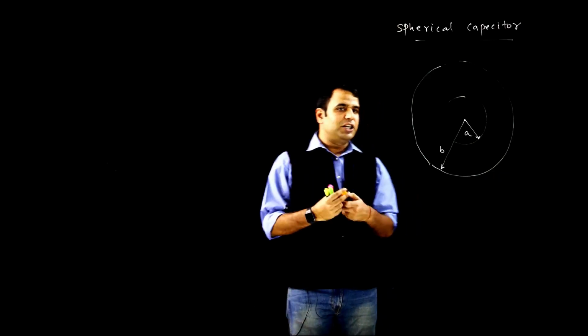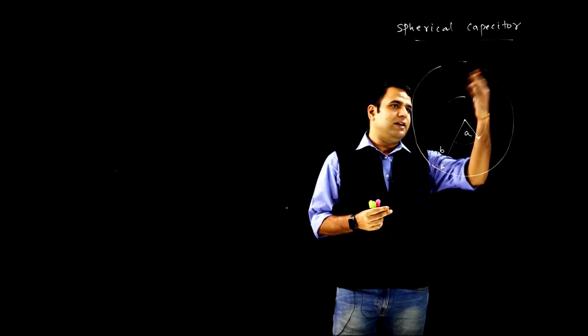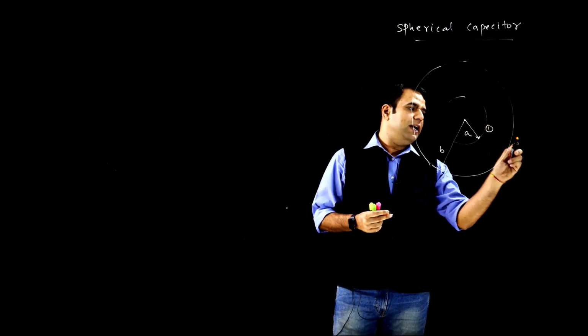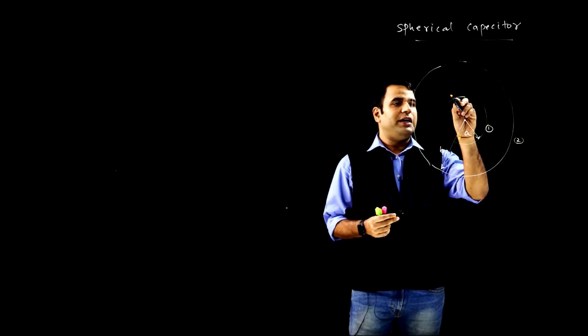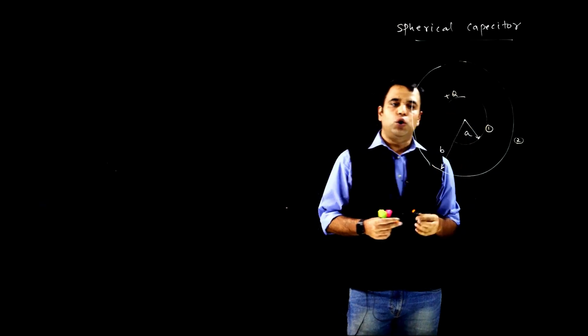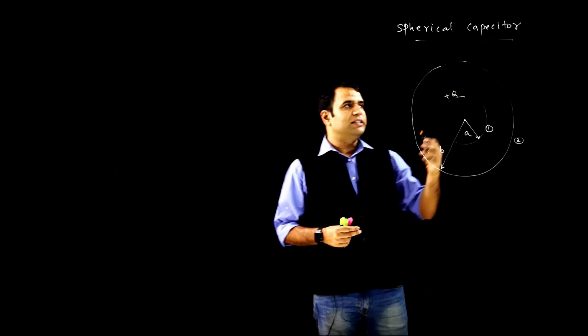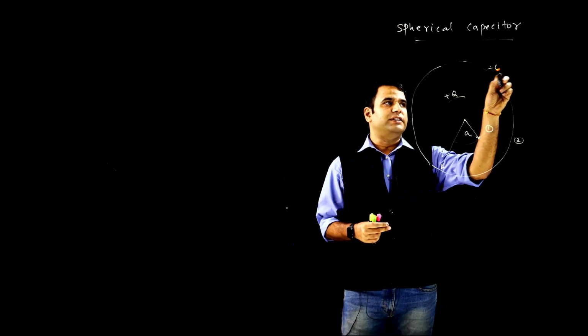We'll segregate the charges. Positive we can place on only one surface. I'm calling this 1 and this 2. So let's put the positive charge onto the inner surface. I'll be giving positive Q charge onto the inner surface, and negative Q charge to the outer surface.